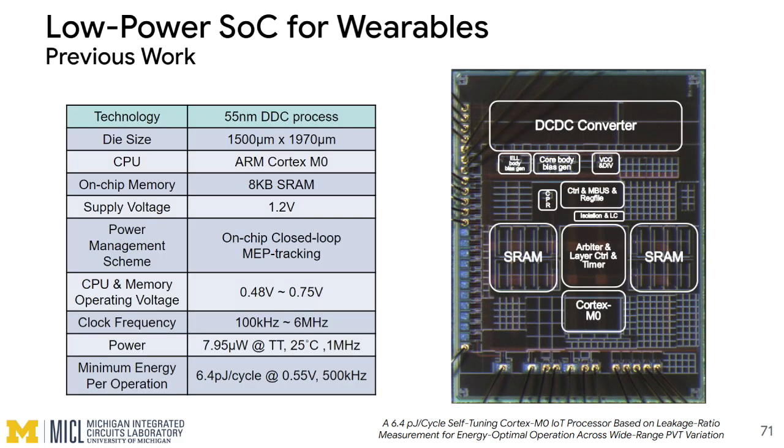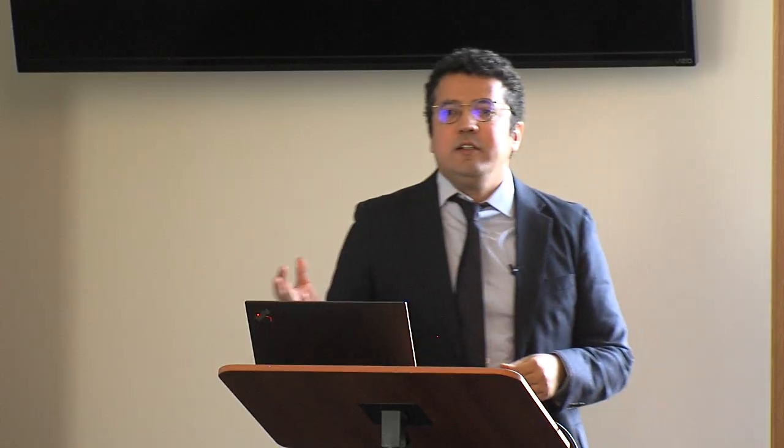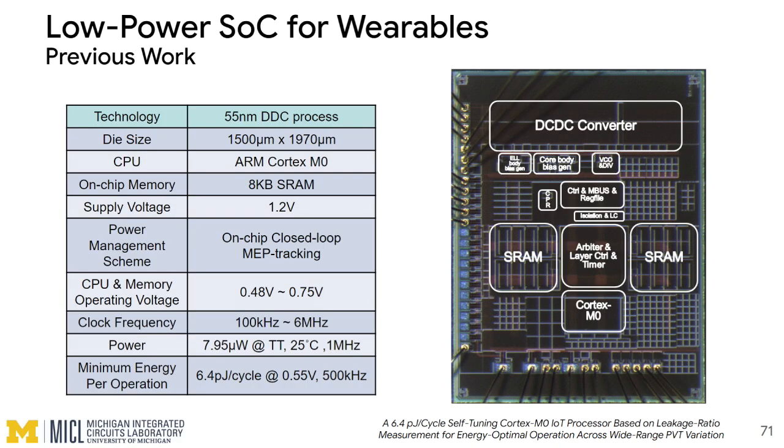So this is still, as I said, one of the best-in-class projects, and it's integrated in the Millimeter Cube. We have standby power on the order of nanowatts, and the energy efficiency is 0.4 picojoule per cycle, which is pretty good, including the power management unit and everything. Usually people just report the core itself without the peripherals.